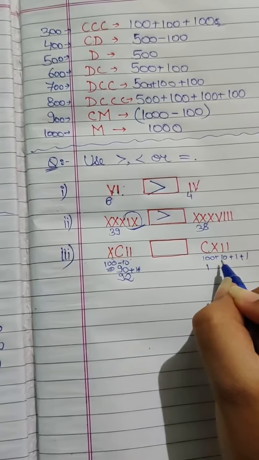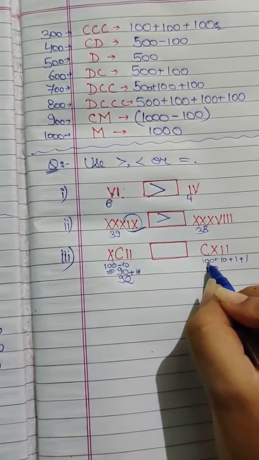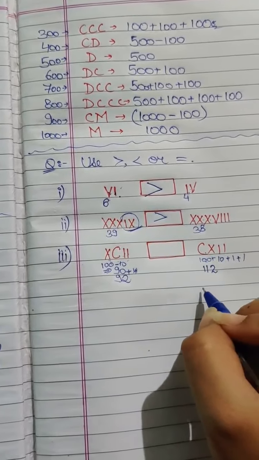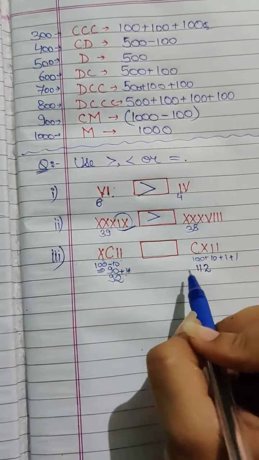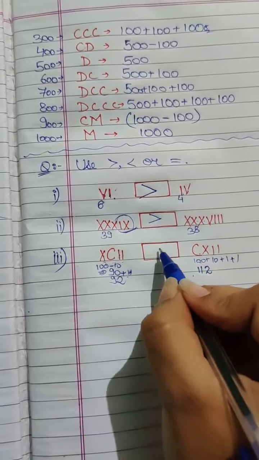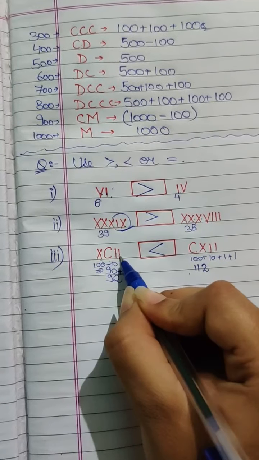1, 1, 2. 112. Right? So which one is the greater one? 92 or 112? Obviously 112. So we'll open the mouth and keep the pointed tip here.